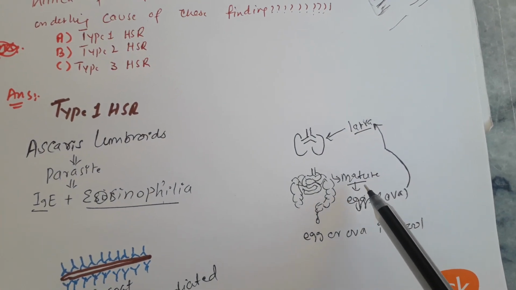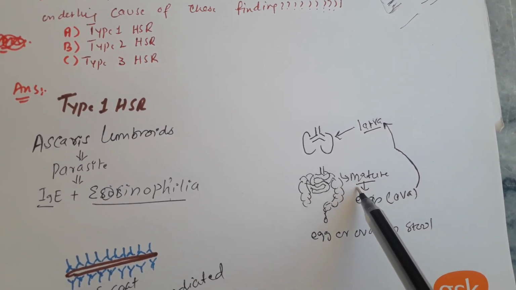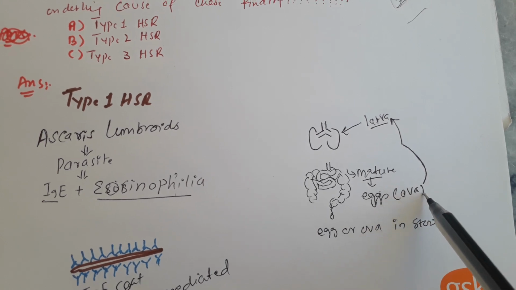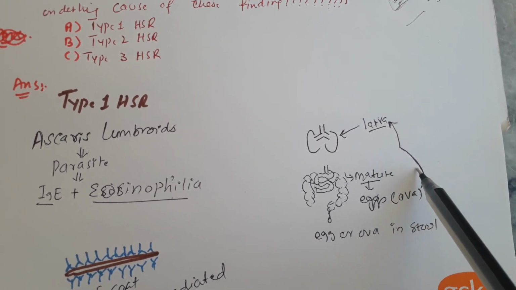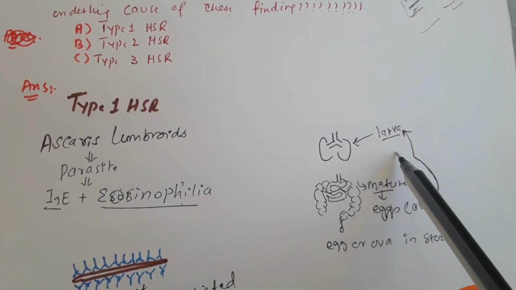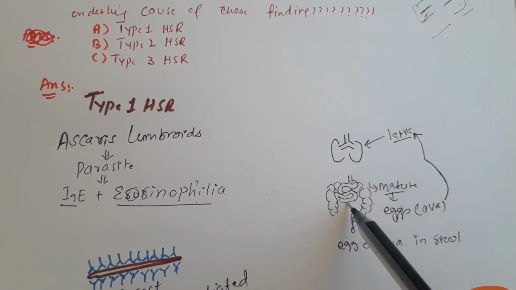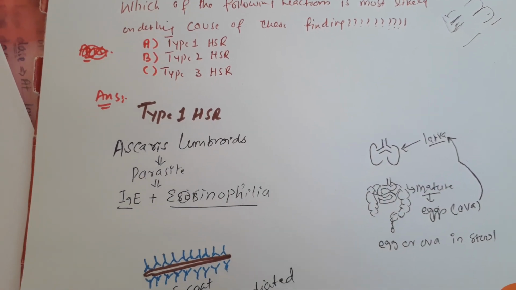Like for Ascaris lumbricoides, it matures in the intestine, and then in the intestine it produces eggs and ova. Then the larva will move out from this egg, and it will start moving towards the lung. So the lungs and abdomen, these two will be affected by Ascaris lumbricoides.